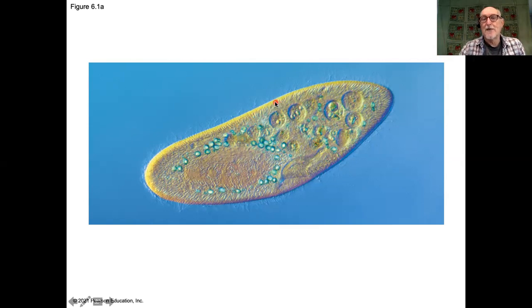The second thing is it reproduces. These can reproduce in one of two ways. They can either just divide, they grow and divide into two identical daughter cells. But they can also reproduce by mating. So they move, they mate, they feed, they excrete.